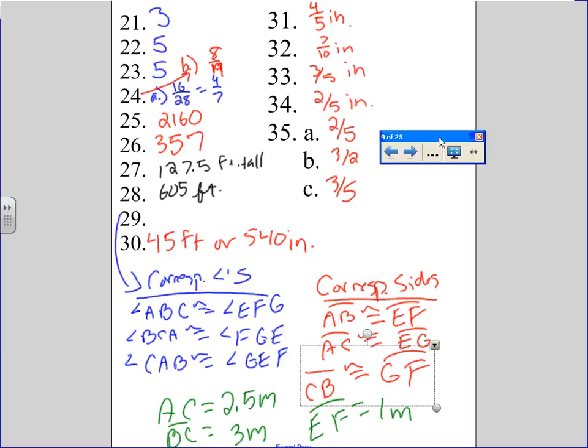Okay, number 30. This one was a little tricky. You should have either 45 feet, or if you prefer to convert to inches, you should have 540 inches. So either answer for number 30, depending on how you converted the football player's height.